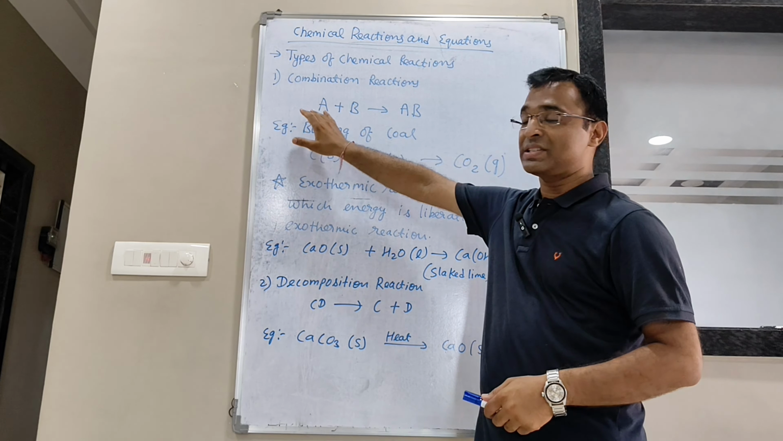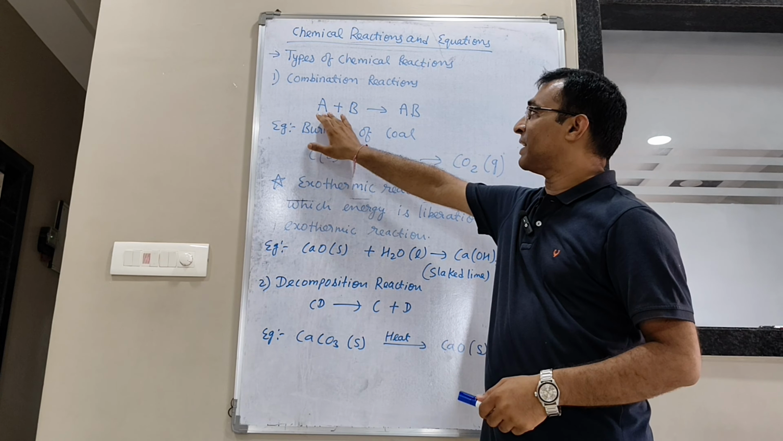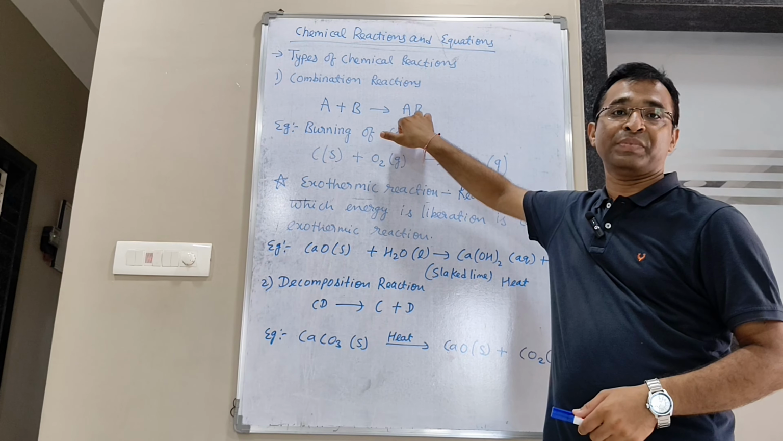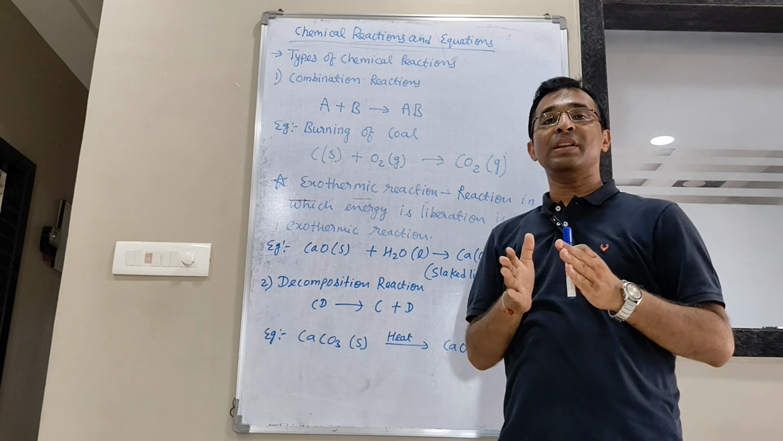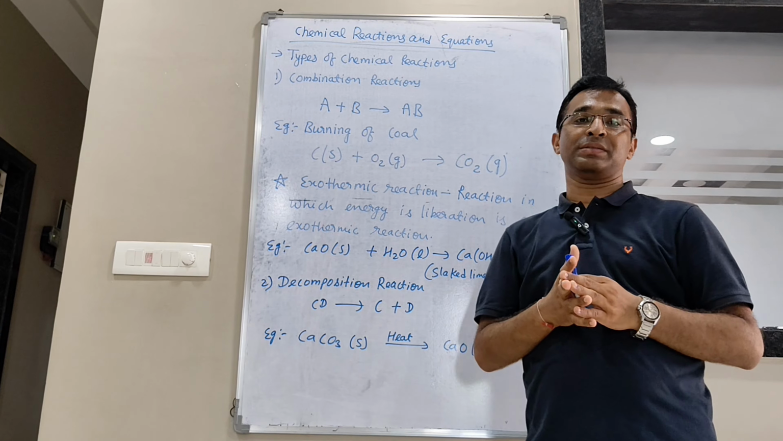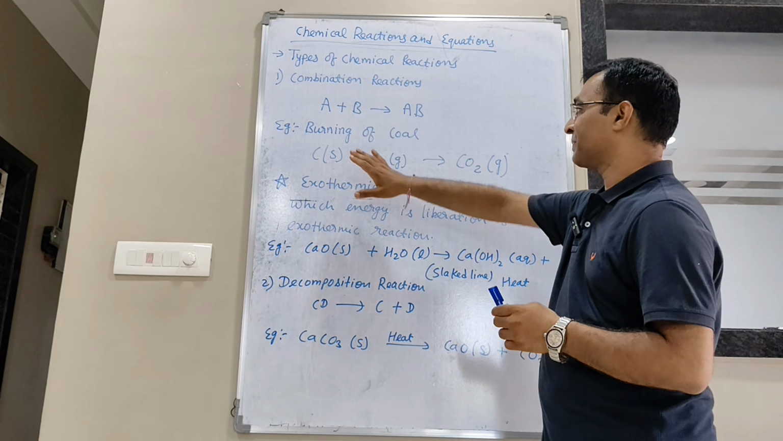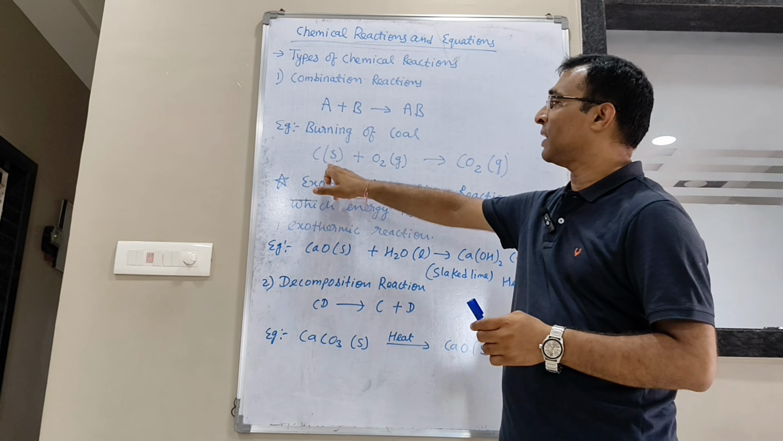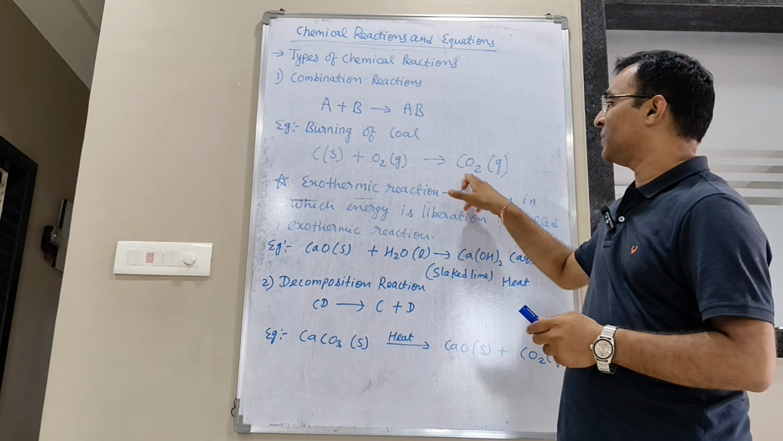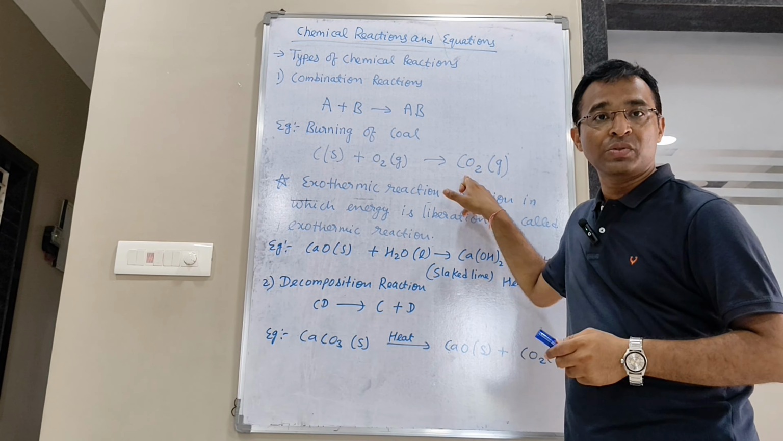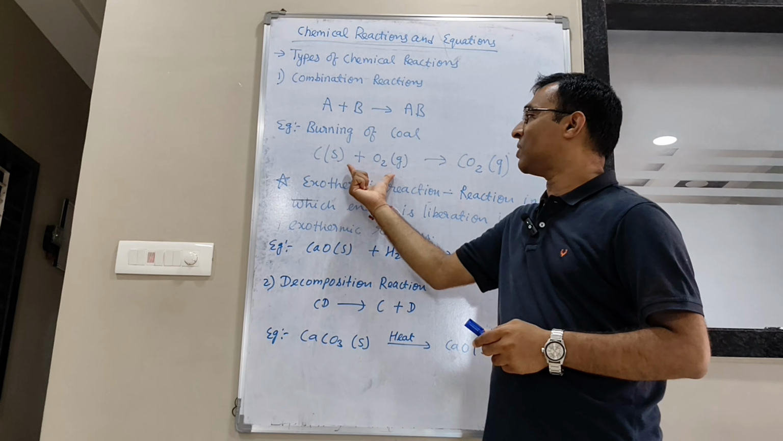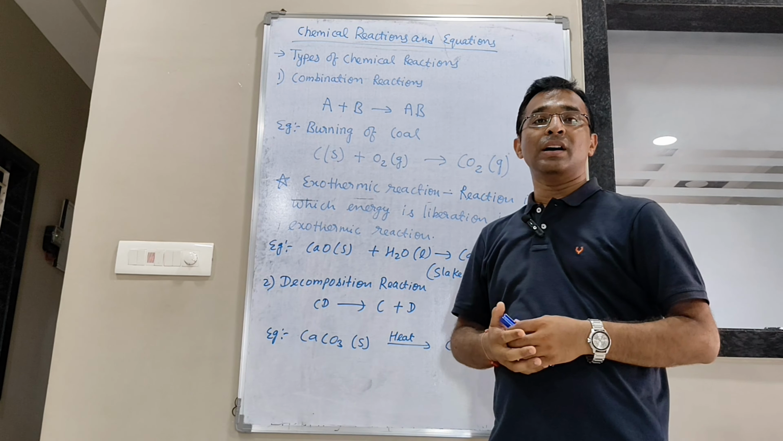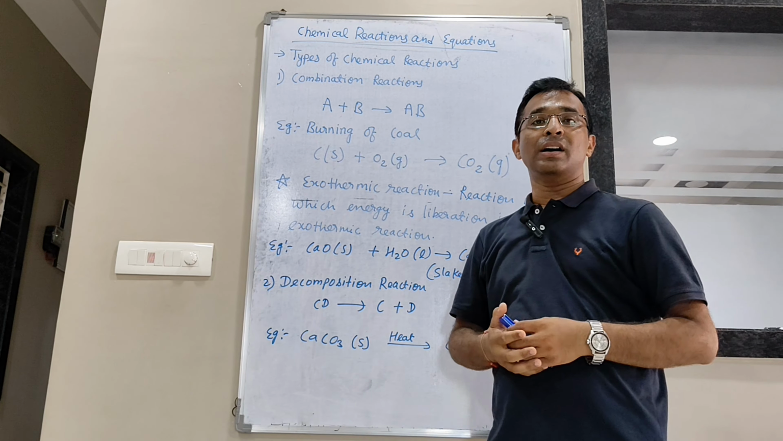Combination, as the name suggests, is when A plus B reacts to give AB. It means it is a combination of two elements. Example, if we take the burning of coal, here carbon plus oxygen react to give carbon dioxide. So if you see here, carbon and oxygen are combining to give CO2. In this sense, it is a combination reaction.